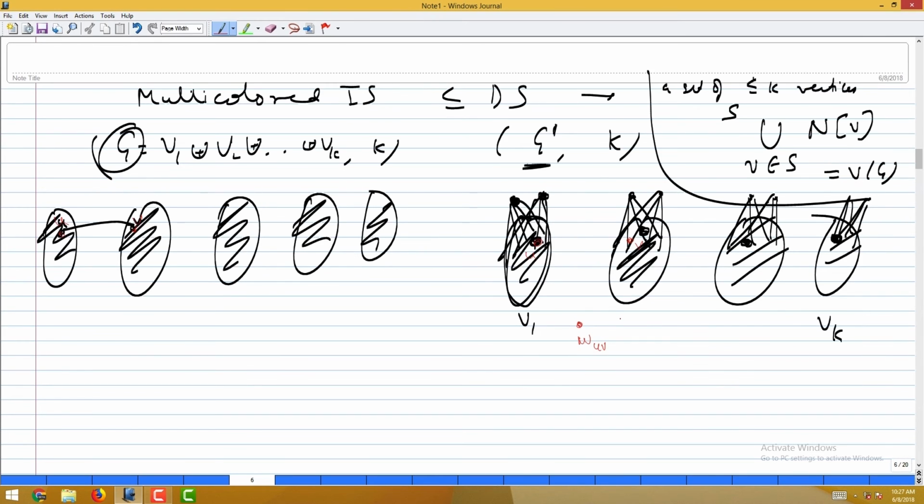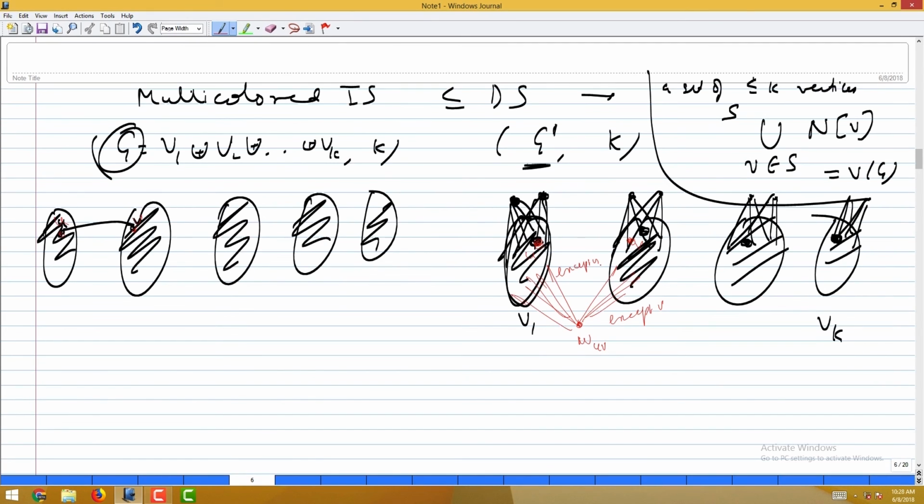So for every edge UV, we create a new vertex and we do the following. Suppose U was coming from here and V was coming from here. We make this W of UV adjacent to everything in this color class except V, and we make it adjacent to everything in this color class except U. Why have we done this? Because we wanted to say that UV was an edge in G and we want that no dominating set should pick both U and V. This is what we wanted, right?